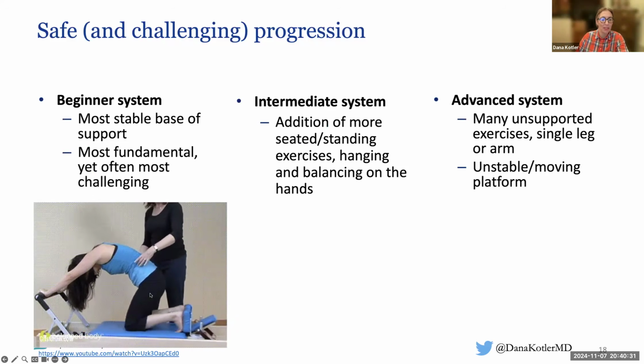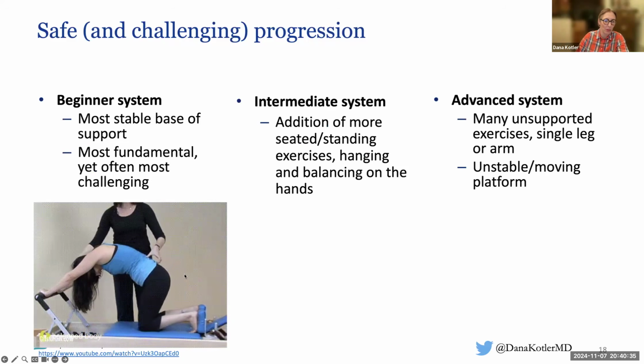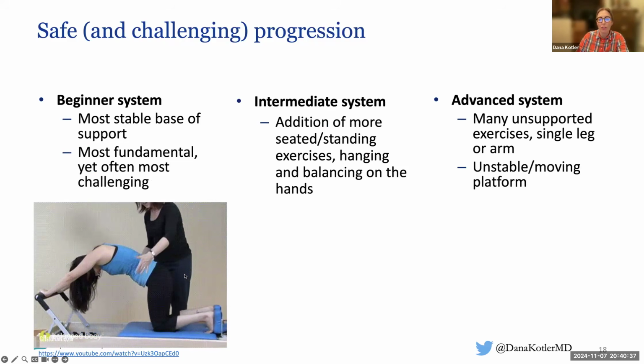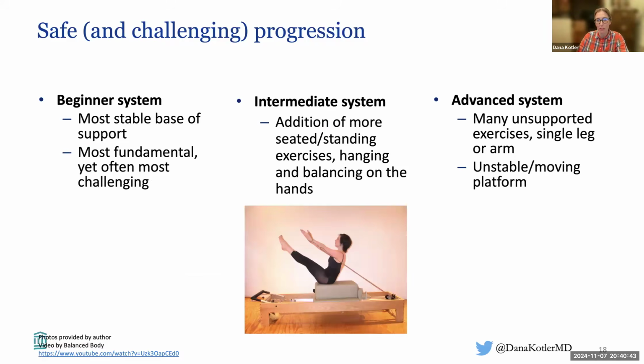This particular exercise does use a flexed spine, but just as an example of something that has a little bit more support. Moving on to the intermediate system is where you incorporate more seated or standing exercises. So a little bit less, fewer points of support. Then you might balance on a moving platform. So that's an example of the teaser, which is an intermediate level exercise.